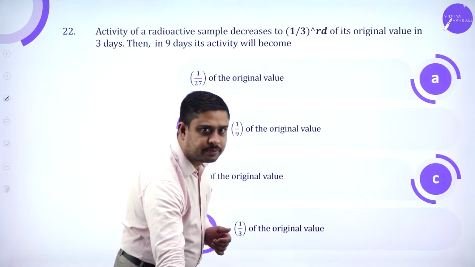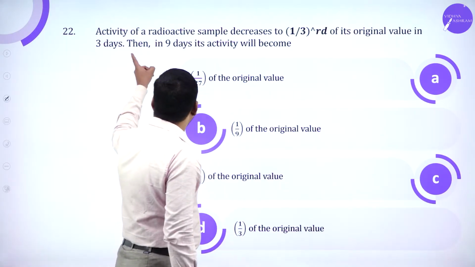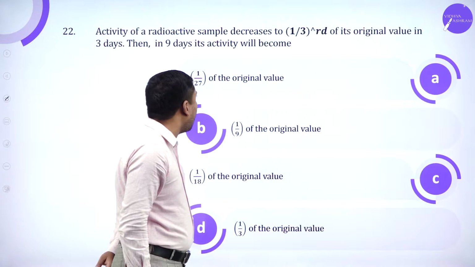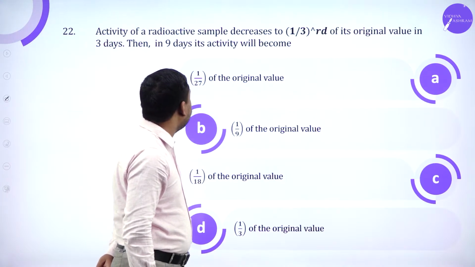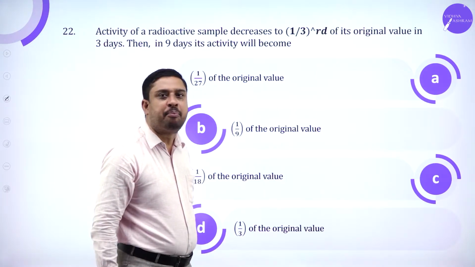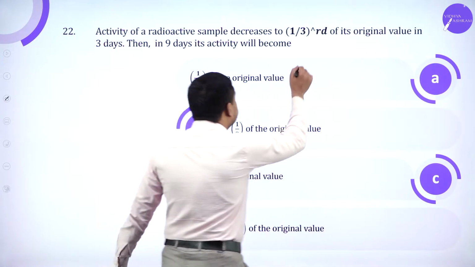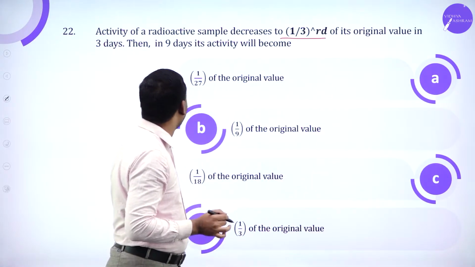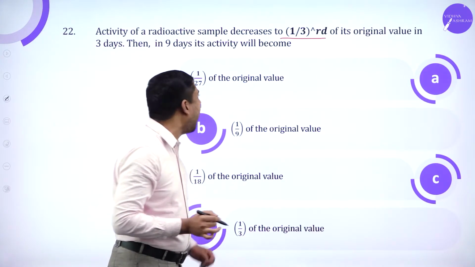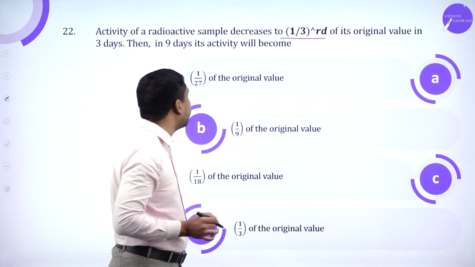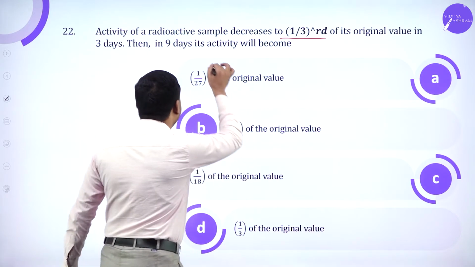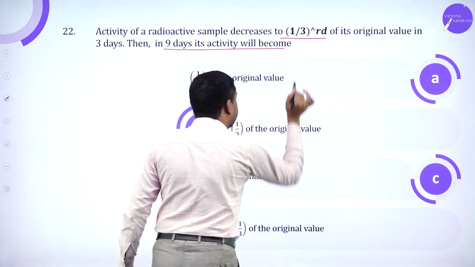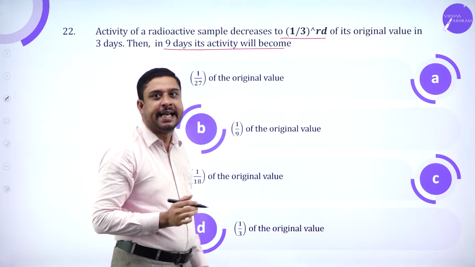Next one. The activity of a radioactive sample decreases to 1/3 of its original value in 3 days. Then what will be the activity in 9 days?